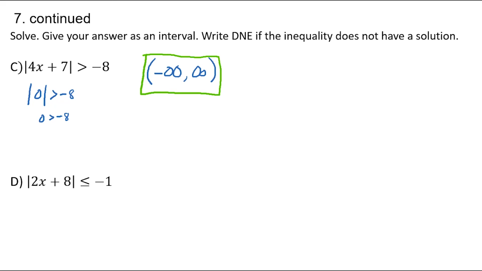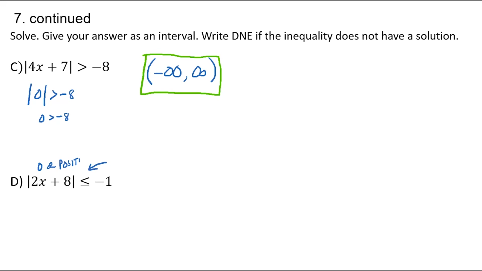Now let's take a look at example D, and you'll see that the setup is the same as before, where the absolute value is isolated by itself. And on the opposite side, we do have a negative number, but when you look at the inequality this time, we have a less than sign. The problem with this is that anytime we take the absolute value of anything, we're going to get either 0 or something positive.